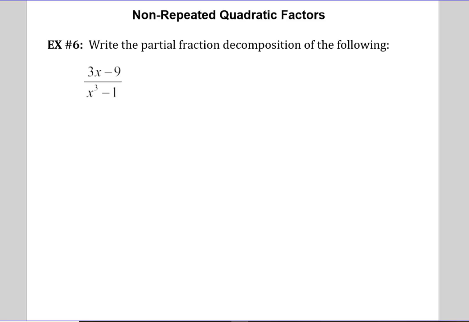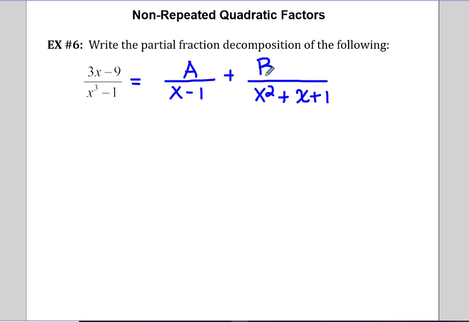And then example 6, write the partial fraction decomposition. We've got the difference of 2 cubes. So we have an x minus 1 for the denominator of A, and then we have an irreducible quadratic factor of x squared plus x plus 1. If you remember that pattern from Algebra 2.